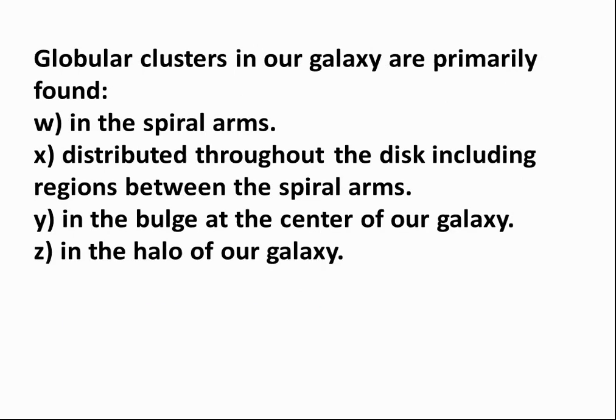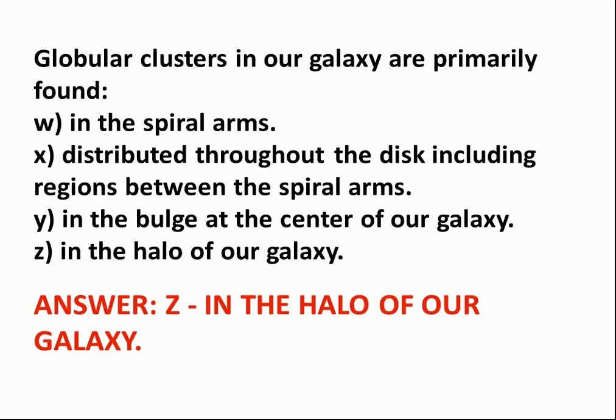Globular clusters in our galaxy are primarily found W, in the spiral arms. X, distributed throughout the disk including regions between the spiral arms. Y, in the bulge at the center of our galaxy. Z, in the halo of our galaxy. Answer, Z, in the halo of our galaxy.